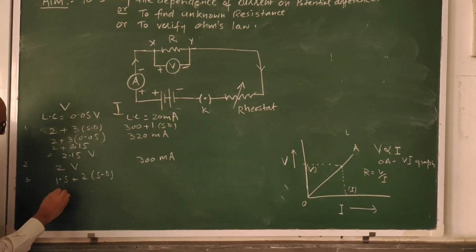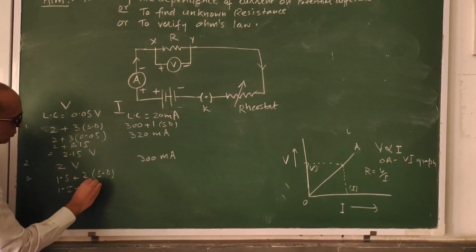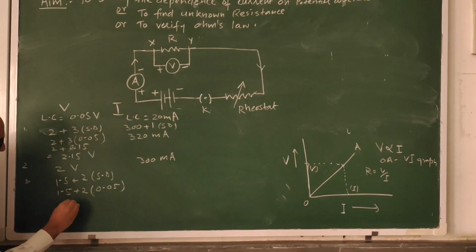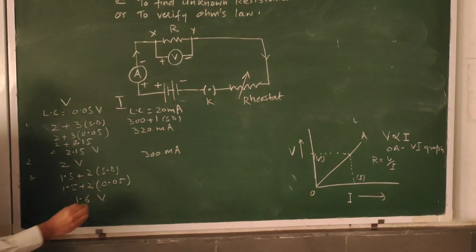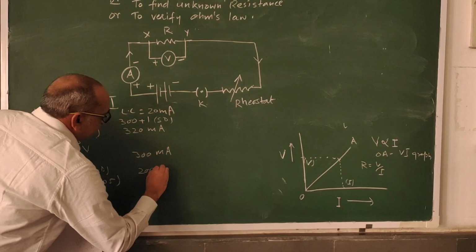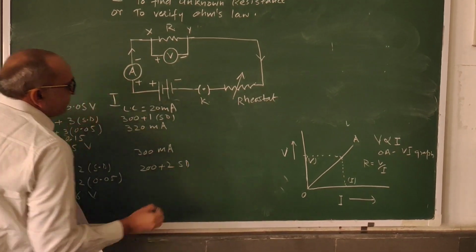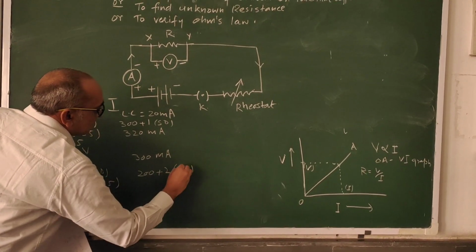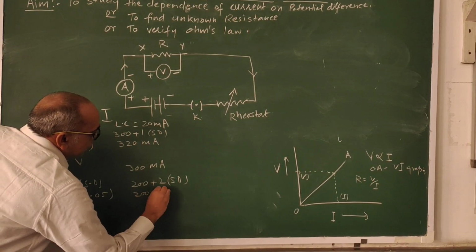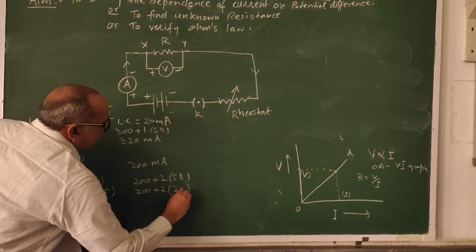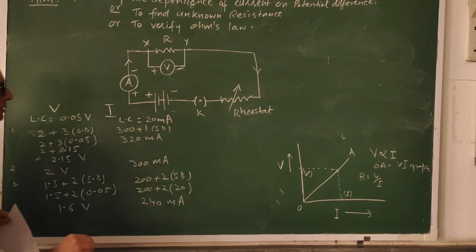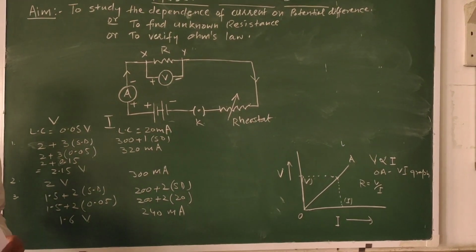So this becomes 1.5 plus 2 into 0.05. This becomes 0.1, so it is 1.6 volt. Here it was 200 plus 2 small divisions. So this becomes 200 plus 2 into 20. So this is 240 milliampere. So our observation table is ready.